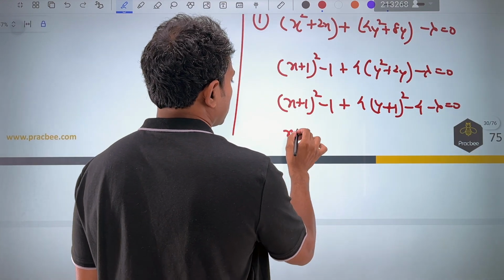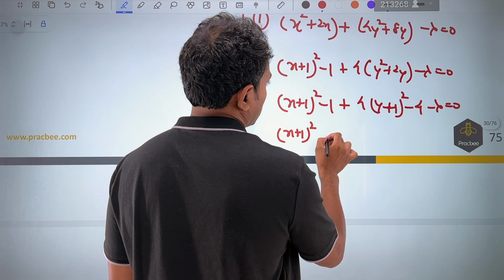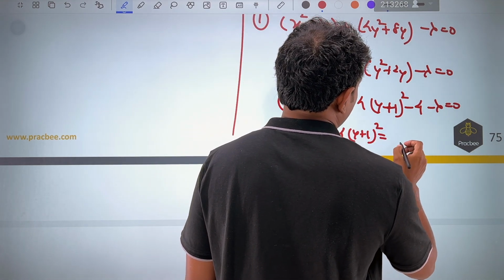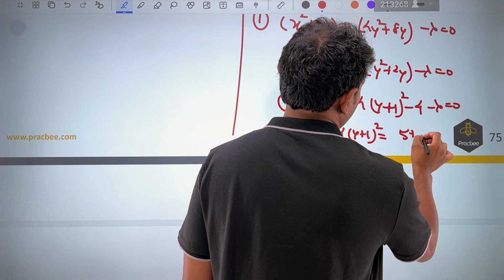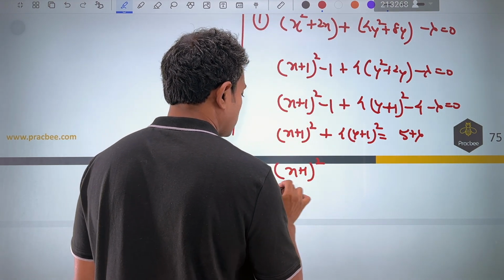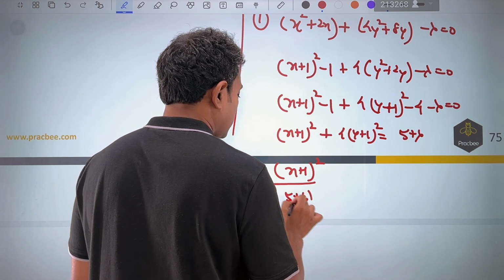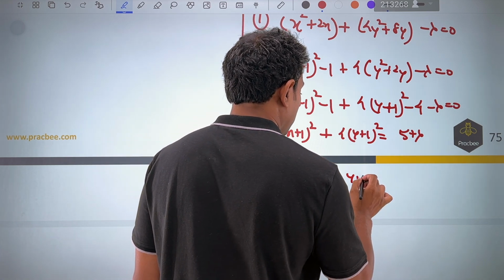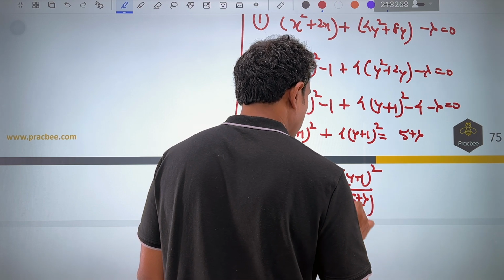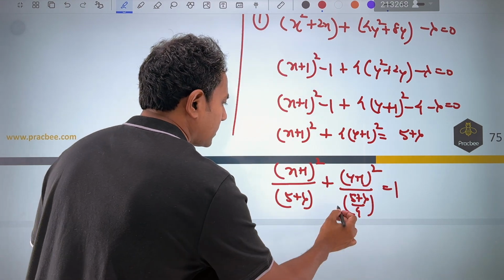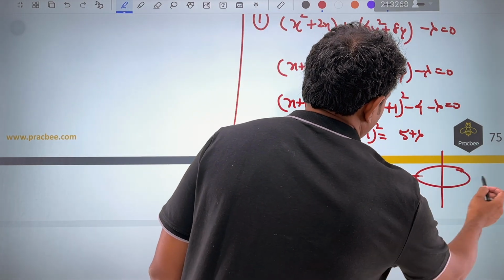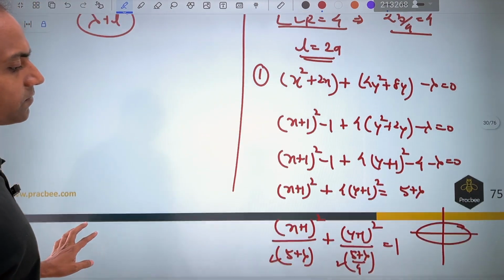So you can see that this comes out to be (x plus 1) whole square plus 4 times (y plus 1) whole square is equal to 5 plus lambda. If I divide, it comes out to be (x plus 1) whole square by 5 plus lambda, plus (y plus 1) whole square by (5 plus lambda) by 4, is equal to 1. Now you can clearly see that this will be smaller compared to this, so the orientation of the curve remains like this only. So this much we have figured out in step 1.